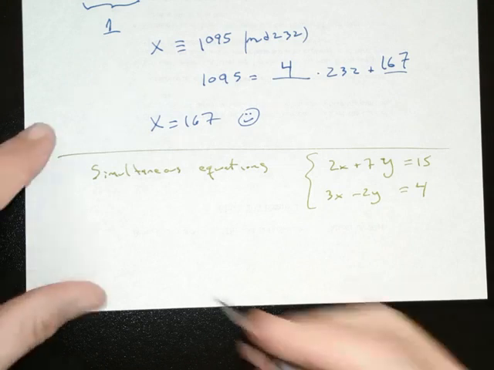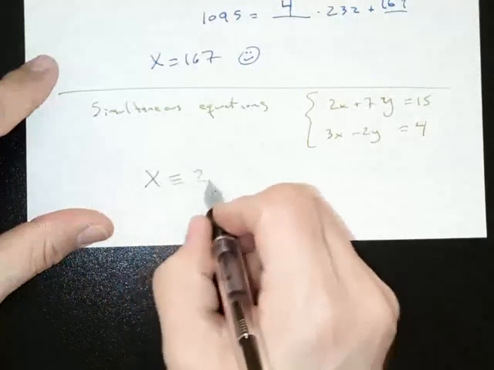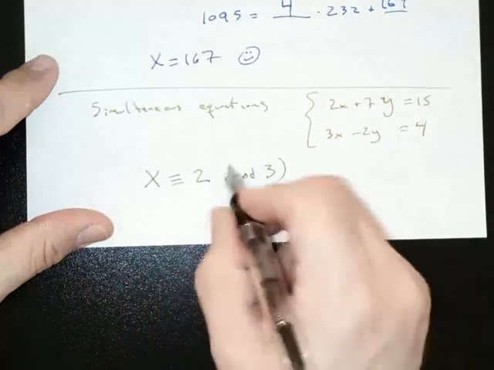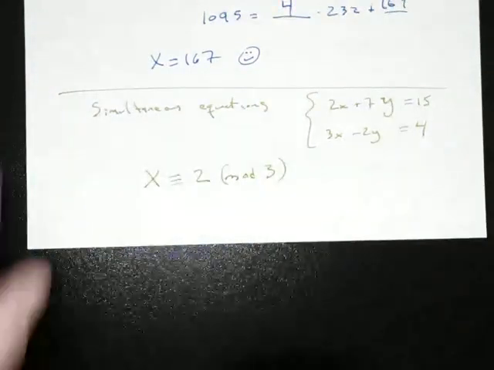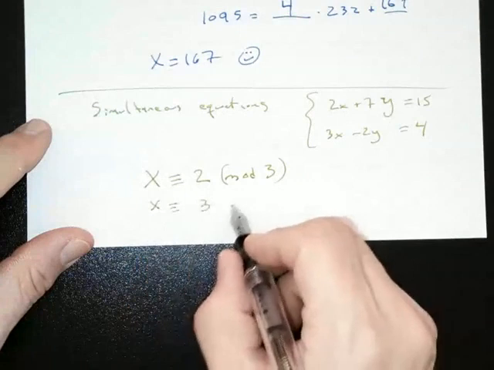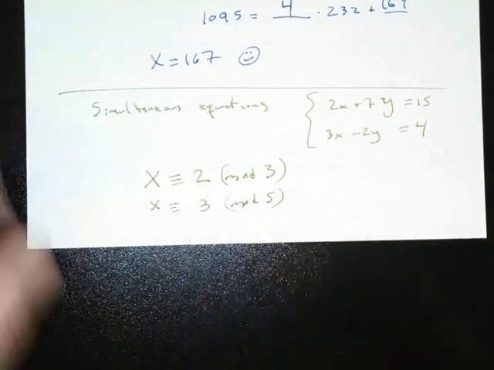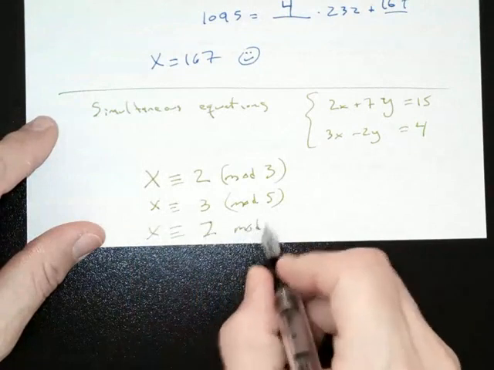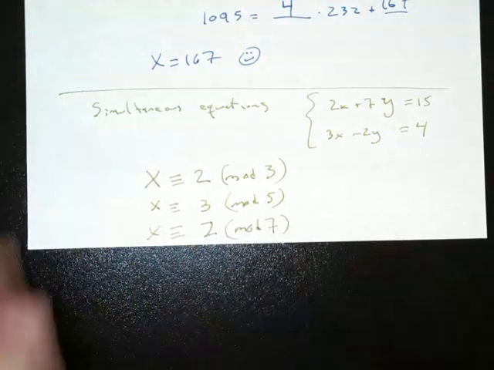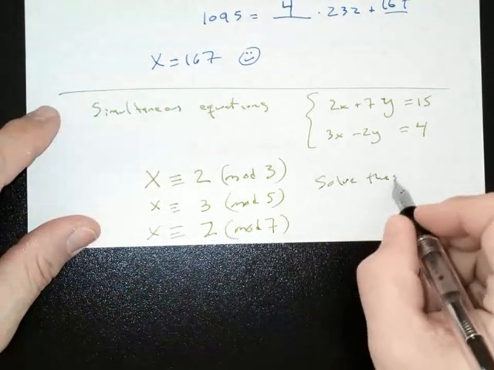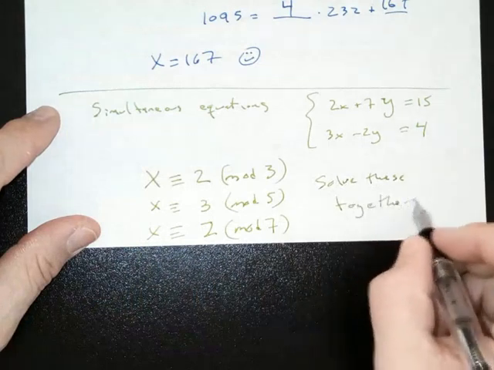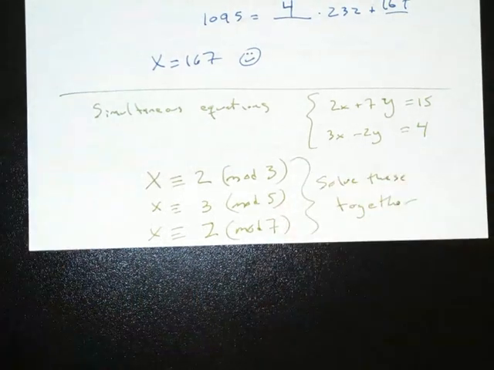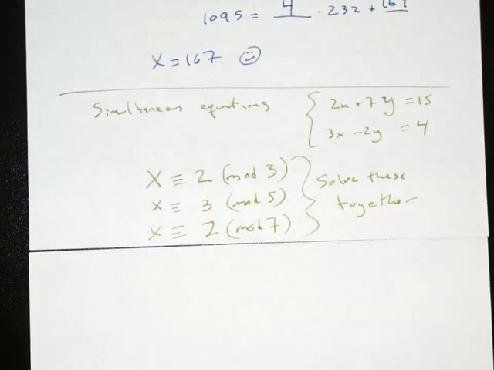What I really want to know is what number has a remainder of 2 when I divide it by 3, and at the same time has a remainder of 3 when I divide it by 5, and at the same time has a remainder of 2 when I divide it by 7. What I've really just done is take the linear problem we just did and turn it into a simultaneous equations problem.